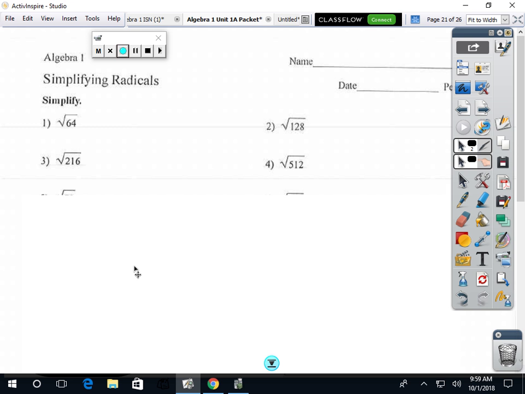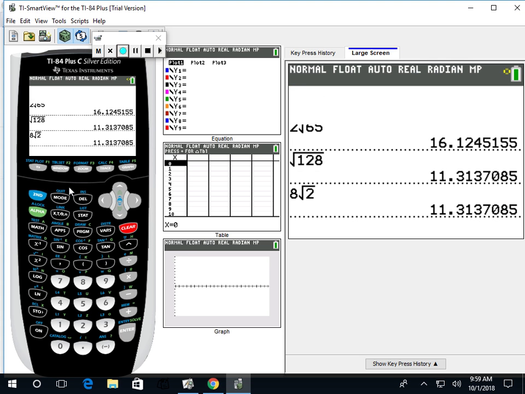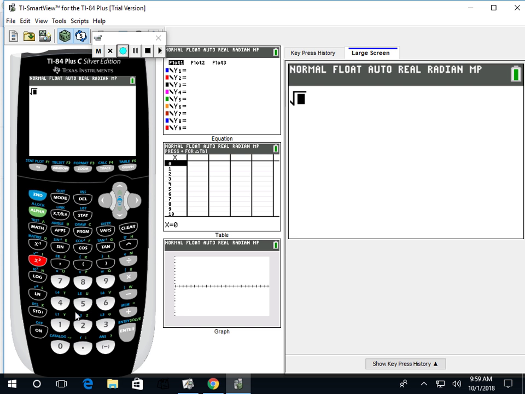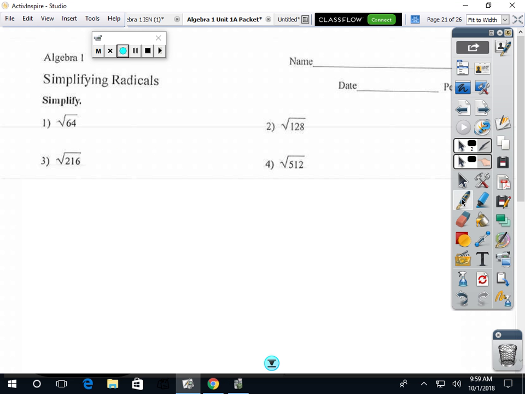All right, number 3, the square root of 216. The first thing I need to do is type it in. And I see that it's not a perfect square, so I'm going to have to factor tree it. Okay, what are some numbers that multiply to give you 216? Okay, that'll work. 12 times 18.